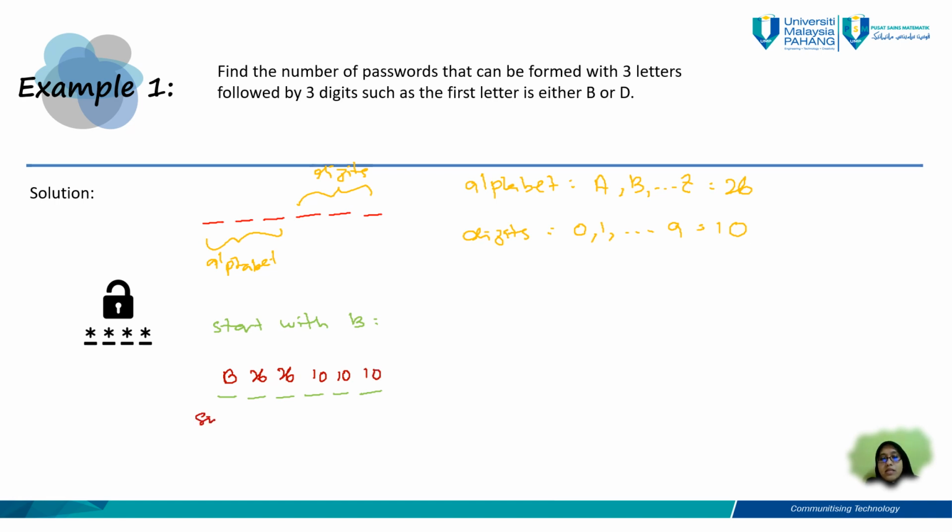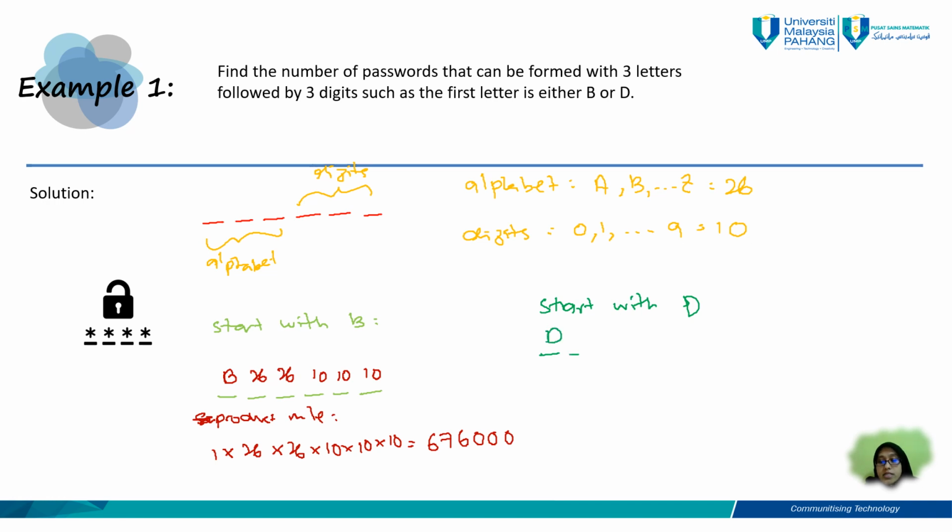By using the product rule, we will have 1 multiplied by 26, multiplied by 26, multiplied by 10, 10 and 10. So we will have 676,000. This is if we start with B. Now, how about if it starts with D? Again, we calculate. That means the first place is already fixed with D.